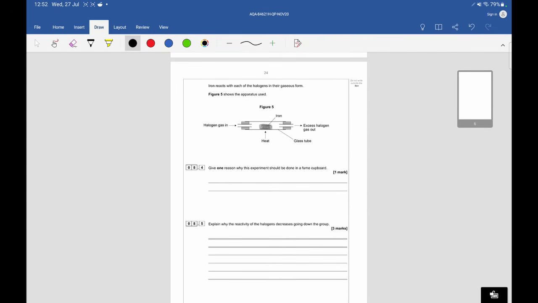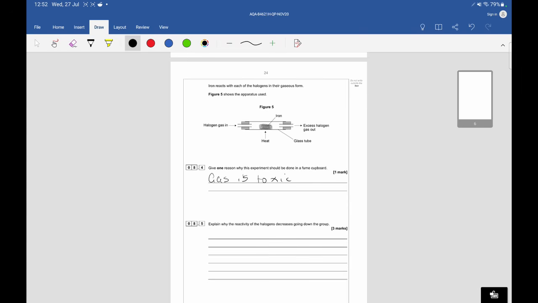Question number 8.4: give one reason why this experiment should be done in a fume cupboard. Well, the reason why we do anything in a fume cupboard is the gas is toxic in this case. Usually it's some reason like this one. Harmful is fine to say. Poisonous is fine to say. Prevent inhalation of the gas is fine to say. If you're doing things in fume cupboards, any of those are generally the reasons why you're doing it.